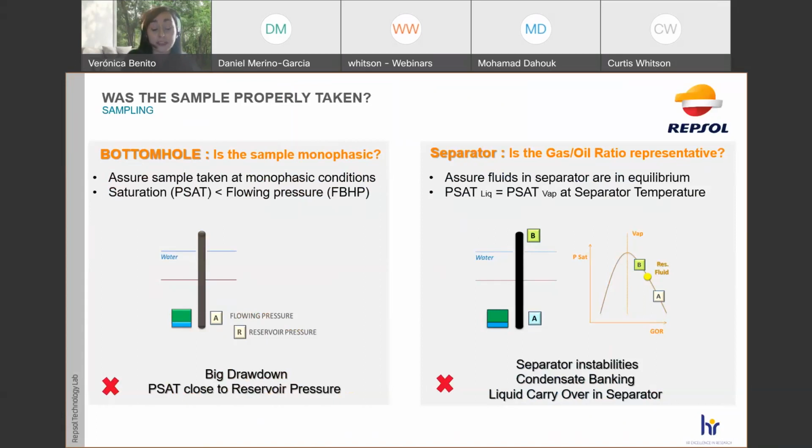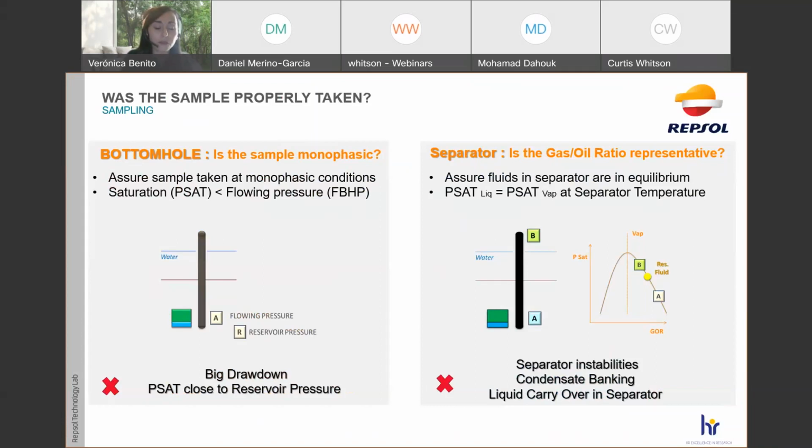And if these phases, the gas and liquid, are in equilibrium conditions, the saturation pressure should be equal between them, no? And should be equal to separator pressure, sorry. So if that is not the case, some inconsistencies are present in the gas and liquid composition.